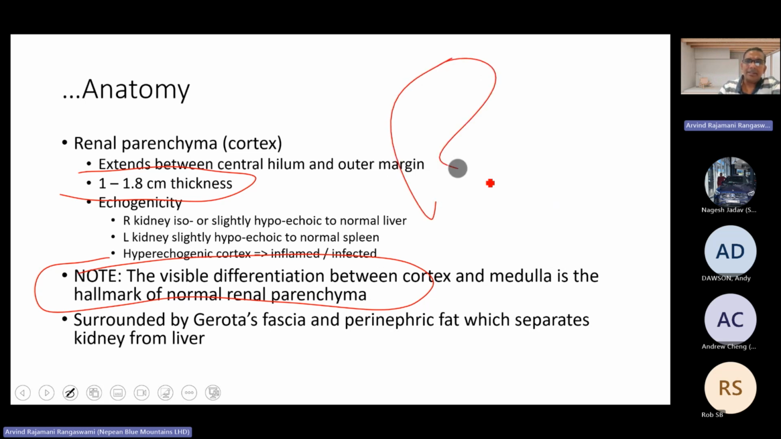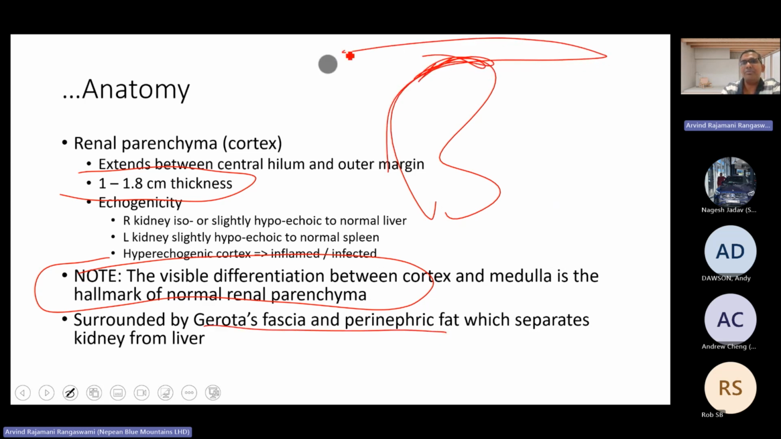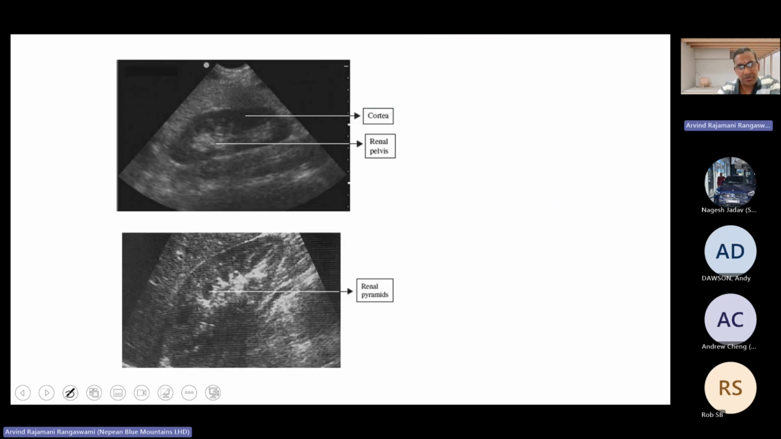Around the kidney, you have the Gerota's fascia and perinephric fat, and that will separate the kidney from the surrounding liver. So you will have that bright fascia separating it from the liver. So this thing here, that is the Gerota's fascia. Okay. Right. So see how dark this is, if you can compare it with that of the liver. Okay. This is the liver here, this is the kidney, and you can see how dark the kidney is compared to the liver. Okay.